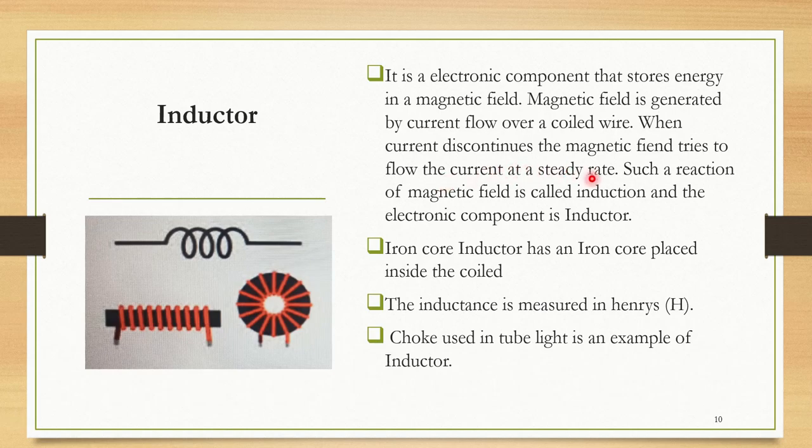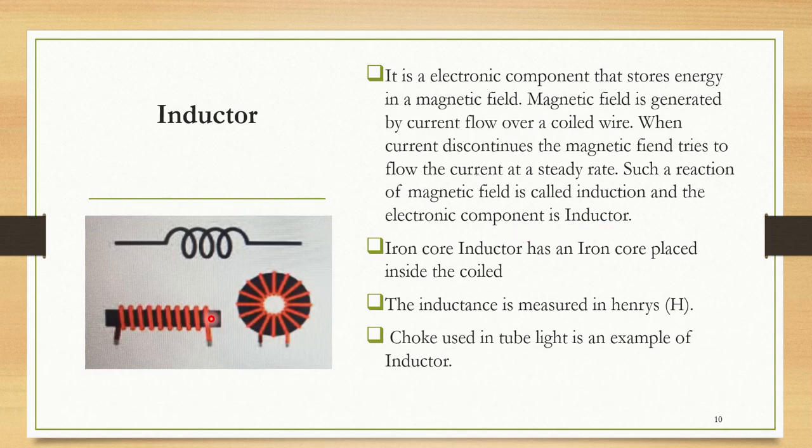When current discontinues, the magnetic field tries to keep the current flowing at a steady rate. When current is supplied, the magnetic field is created. When current discontinues, the magnetic field will continue supplying the current. That is the characteristic of an inductor. Such a reaction of the magnetic field is called induction, and the electronic component is called an inductor.